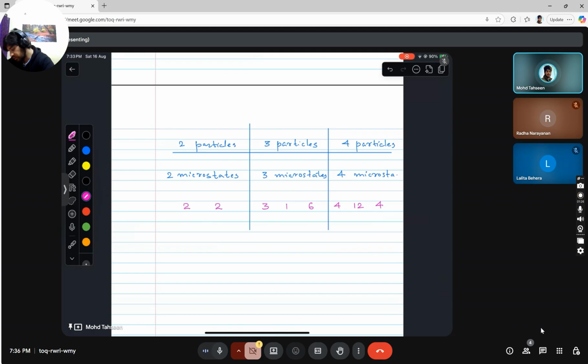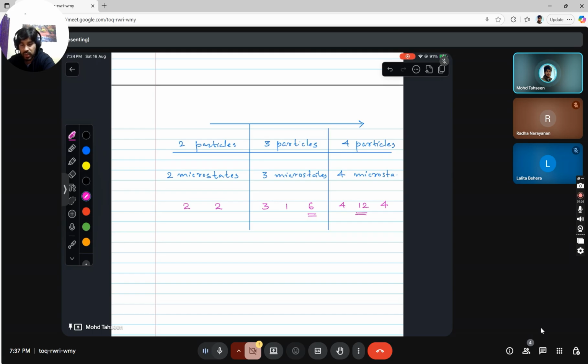So what do we observe here? The observation is that as the number of particles in the system increases, as we are moving this way, the difference between the number of states for the most probable microstate changes. The most probable microstate here is this one, because there are the most ways in which this microstate can be constructed. There are more ways. So this is the most probable one.